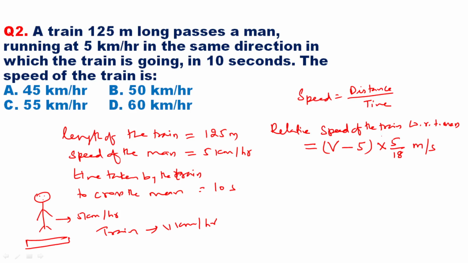We are converting it into meter per second because the other dimensions, the length of the train and the time, are given in meters and seconds. So it will be v minus 5 into 5 by 18 is equal to distance, which is 125, the length of the train, 125 meters, and the time taken is 10 seconds.